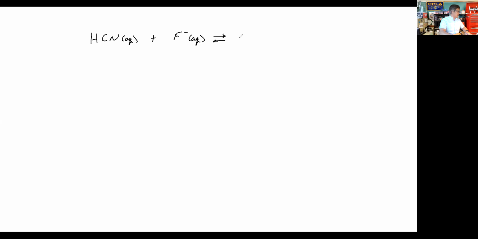And we have then HF, hydrogen fluoride, hydrofluoric acid, and cyanide. Okay, so let's go ahead and identify the acid and base first. Hopefully in this reaction you'll notice that the acid is here. So this is the acid. This is a base right here.